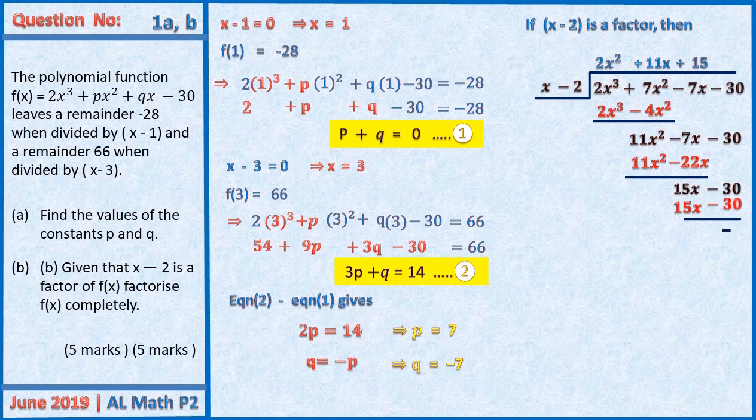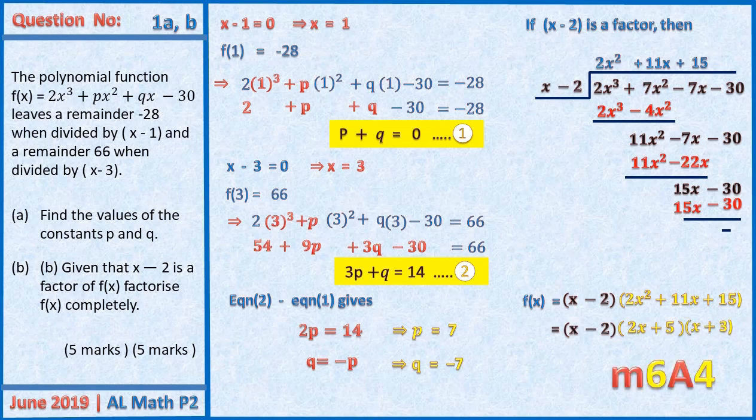Note, whenever you divide by a factor, the remainder must be 0. If the remainder is not 0, then there is an error. So f of x can now be expressed as x minus 2 into 2x squared plus 11x plus 15. And you know how you can factorize that quadratic, so I'll just give the shortcut. You have 2x plus 5 into x plus 3. And it has been completely factorized and expressed as a product of its linear factors.